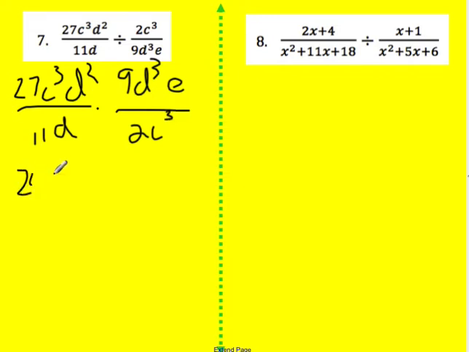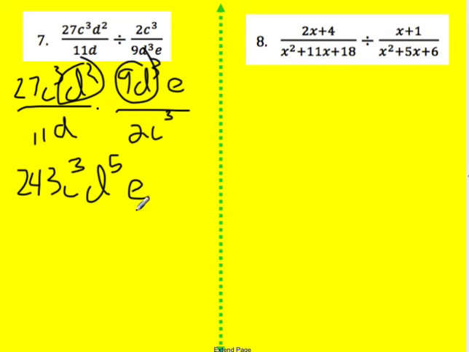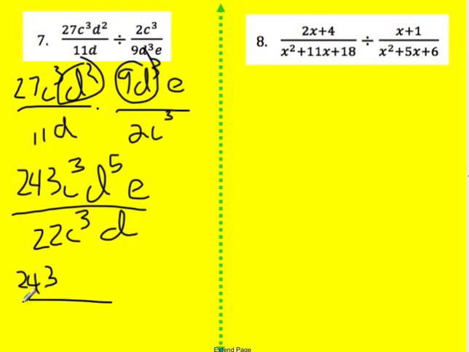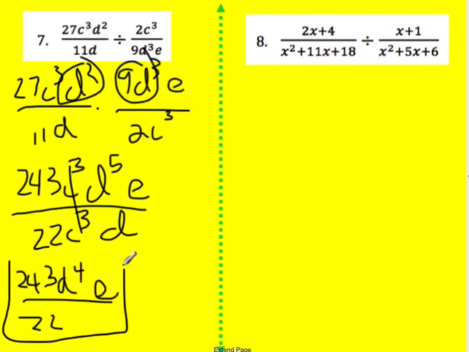I look at all the numbers and there's actually nothing that I can simplify out. So I'm going to go ahead and multiply right away. So I get 243 up top. And then I have c cubed, and I can actually multiply d squared times d cubed. When I do that, I add the exponents and get d to the 5th. On the bottom, 2 times 11 is 22, and then I get c cubed d. Now what I need to do is simplify out some of my letters. So I have 243 over 22. C cubed over c cubed cancels out. D to the 5th divided by d to the 1st is d to the 4th, and then I have e. So this right here is my final simplified version for number 7.